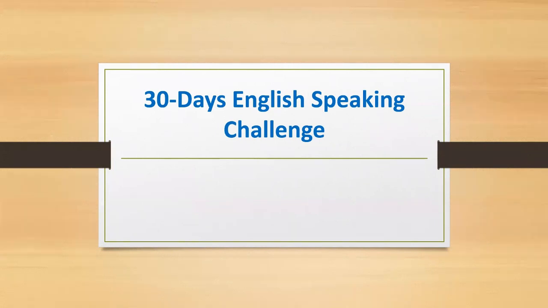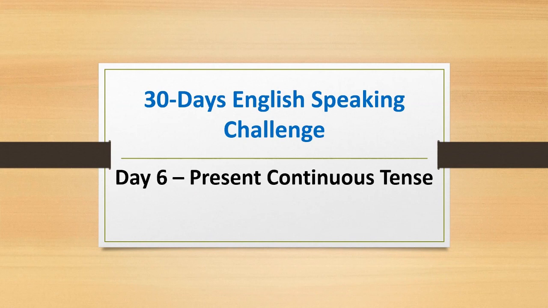To speak fluent English naturally, we have designed an English course, 30 Days English Speaking Challenge. In this course, important aspects of the English language like grammar, pronunciation, vocabulary, and communication are explained in detail with examples. This is day 6, topic present continuous tense.